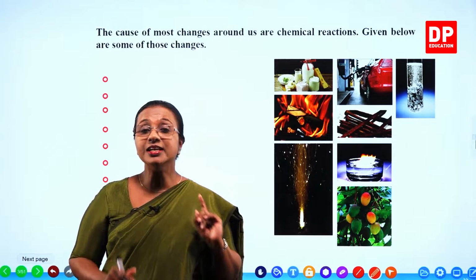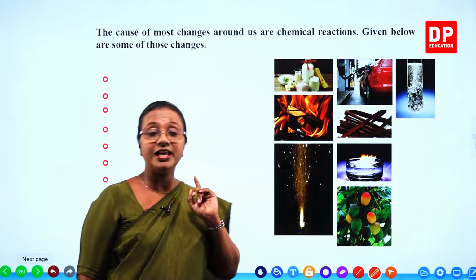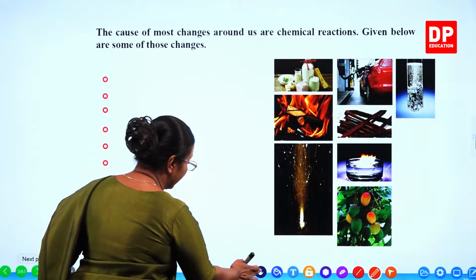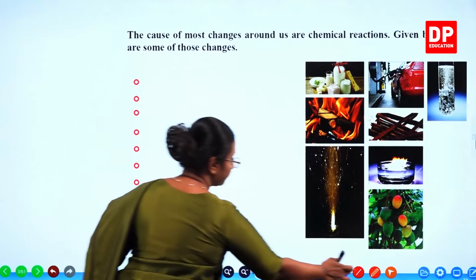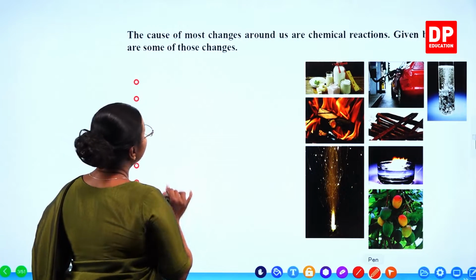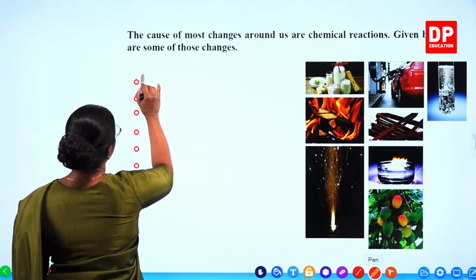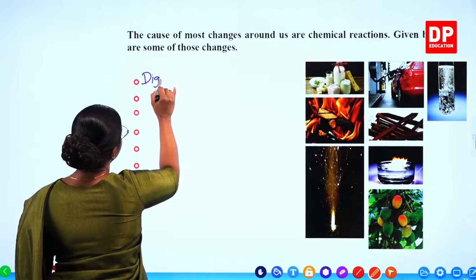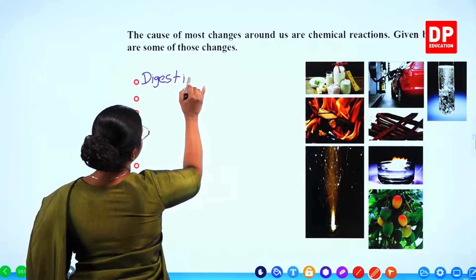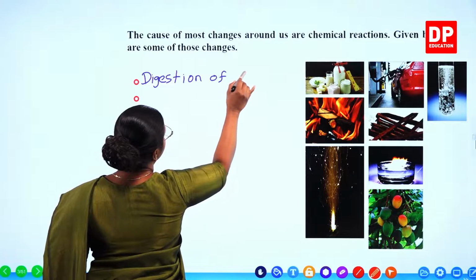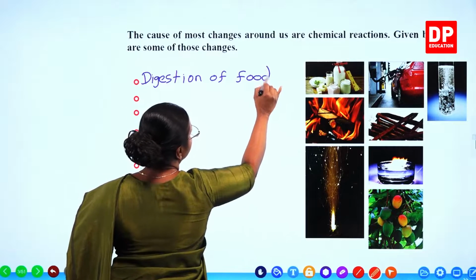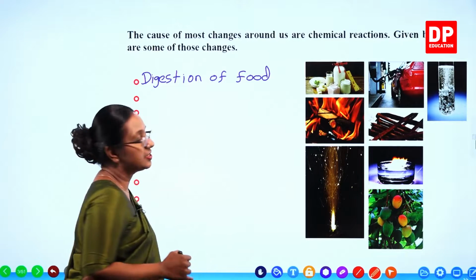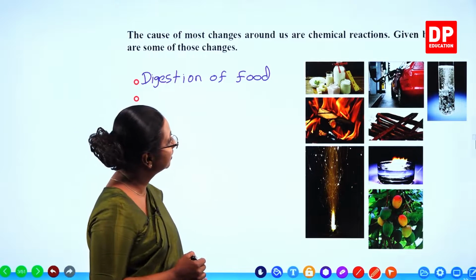So that is one reaction that you see in your day-to-day life or that you experience every day. So when we say chemical reactions, first one I will say digestion of food.